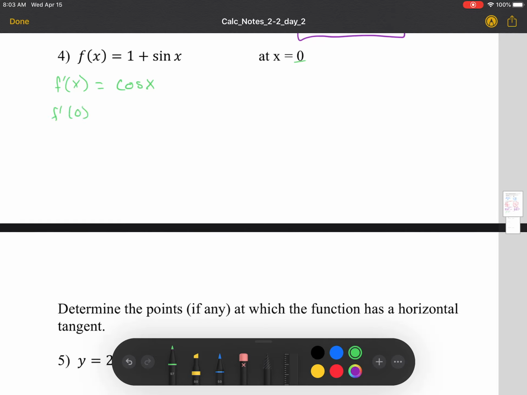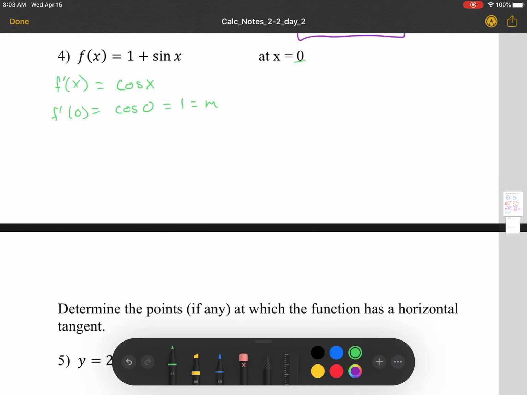All right, so now we're going to plug it in, and we want to know what it is at x equals 0. Plug in 0 right there, you get cosine of 0. We know that equals 1. So our slope is 1.